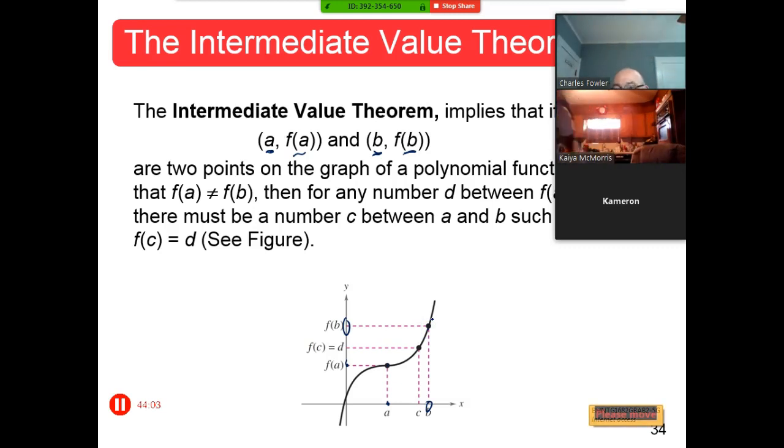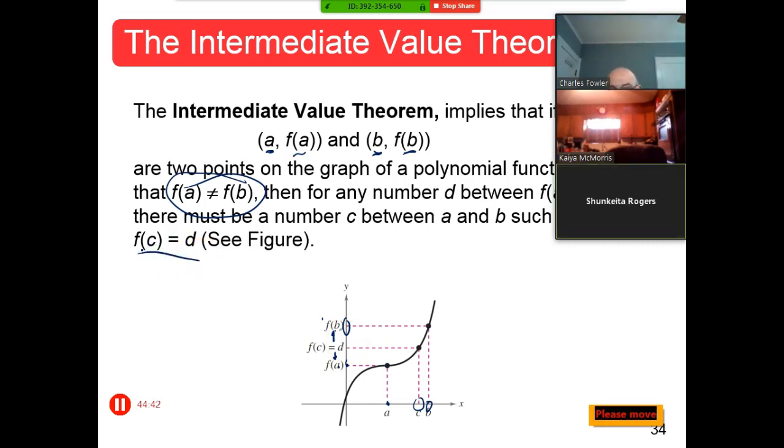Okay? So if you have 2 points on the graph of a polynomial function, as long as f of a and f of b are not the same. F of a is here, f of b is there. Yeah, they're not the same. If they were the same, intermediate value theorem doesn't tell you anything. But if they're not the same, then for any number d that's in between f of a and f of b, there's got to be some other number c that f of c is going to equal that d. That's what the intermediate value theorem says.